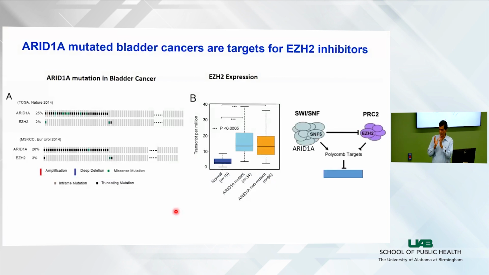EZH2 forms a complex called the polycomb complex, which actually downregulates the genes I showed in the previous slide. There is an opposite complex called the SWI/SNF complex, which activates the genes. So what I'm showing here is that in about 25% of bladder cancer, this ARID1A, which activates the genes, is mutated. It became inactive. And in those cases, if you block EZH2, it's called synthetic lethality. You can potentially see cancer cells not growing. So that's what we wanted to test.